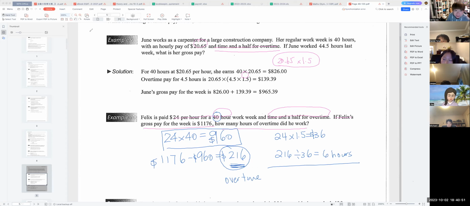Get it, Emma? Get it, Jasper? I don't have to ask Jasper. Get it, Michael? Okay, so we need to find out, because for 1 hour of overtime, you get $36, and for 2 hours, you get 72. So for this 216, how many hours is it? So 216 divided by 36 equals 6 hours. Get it?